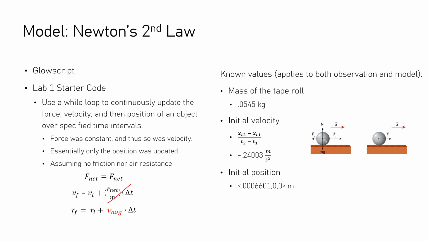Now, force was constant, and thus so was velocity, since we assumed no friction nor air resistance, and then essentially only position was updated. Now, to do this, we had some known values, which were both observational and applied to our model: the mass of the tape roll, the initial velocity, and the initial position, which are listed here.